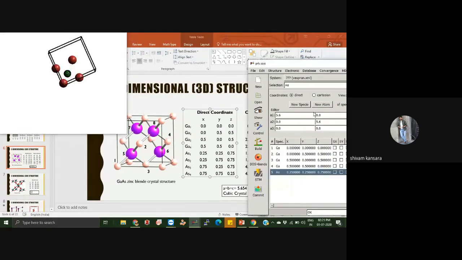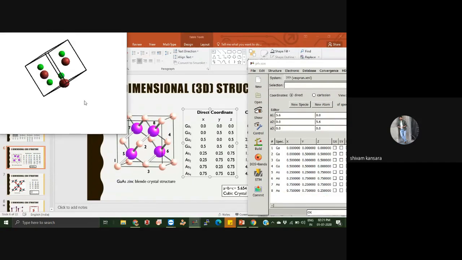Now again take a new atom, 0.25, 0.75, and 0.75. Okay, and again a new atom, 0.75, 0.25, 0.75, and 0.75, 0.75, and 0.25. Okay, see, this is the gallium arsenide zinc blende crystal structure.